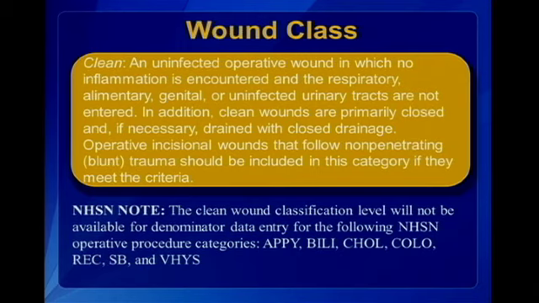So we're going to talk a little bit more about this, but you'll note here at the bottom of this one, clean wound class, there are a set of procedures, and they're right there: appies, billies, procedures, cholecystectomy, colos, rectal, small bowel, and vaginal hyst. You will never be able to enter those when you're entering your denominator as a clean procedure. That's really the only time at this point that we really want an IP.